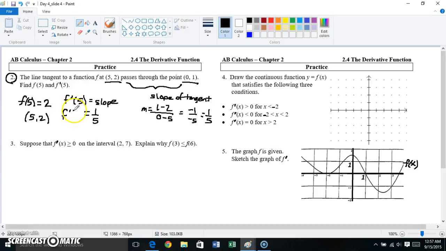That is f prime of 5. Okay, number 3. Suppose that f prime of x is greater than or equal to 0 on the interval from 2 to 7. Explain why f of 3 must be less than or equal to f of 6.